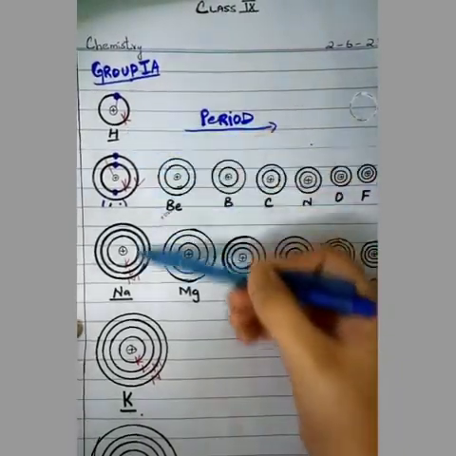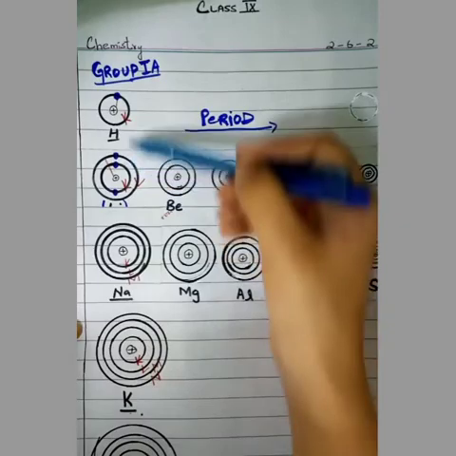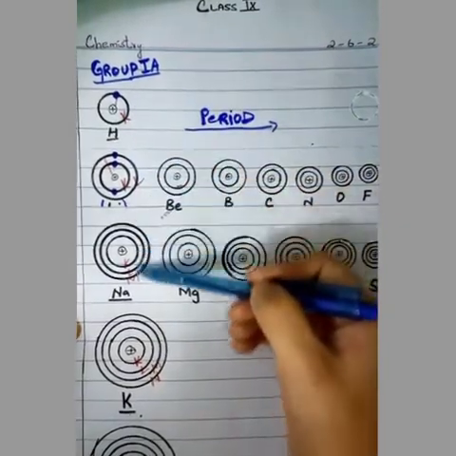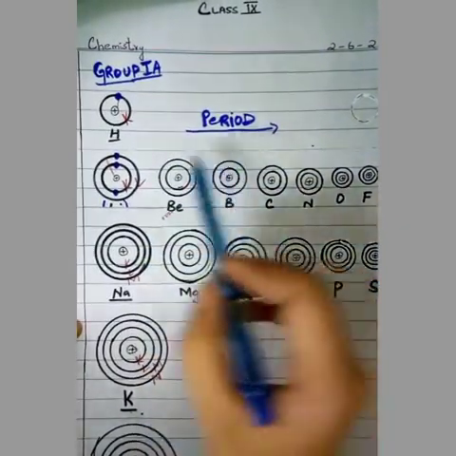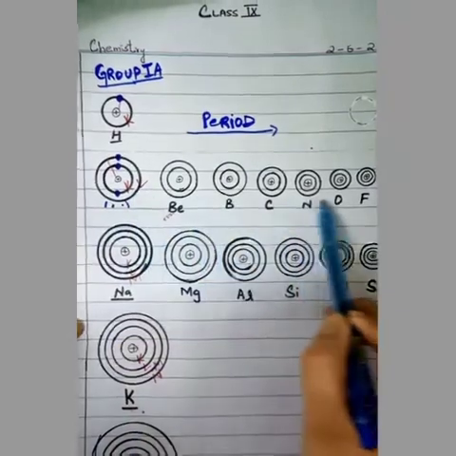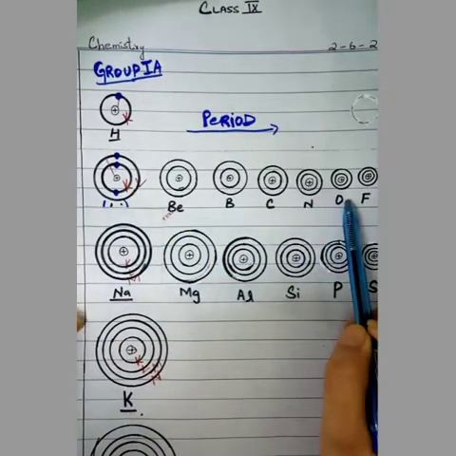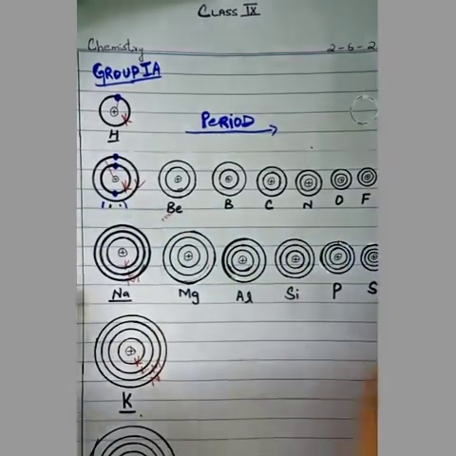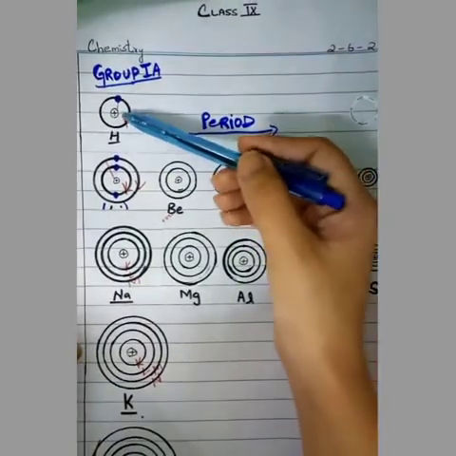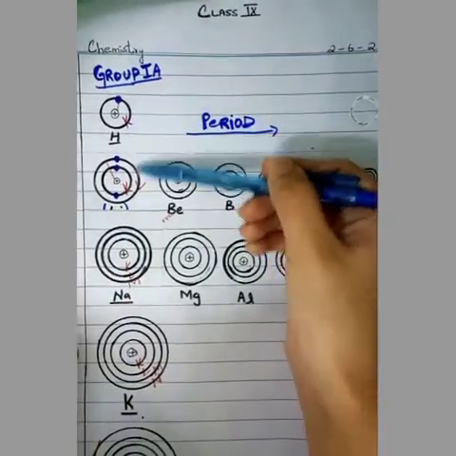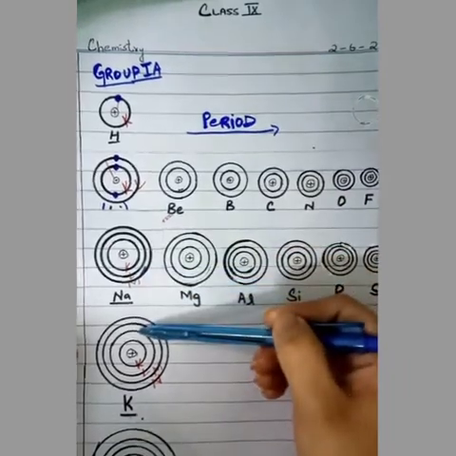This is the group 1A element, because when we go from top to bottom we call it groups, and when we go from left to right in a periodic table we call it period. So you can see here in a group shielding effects are increasing.